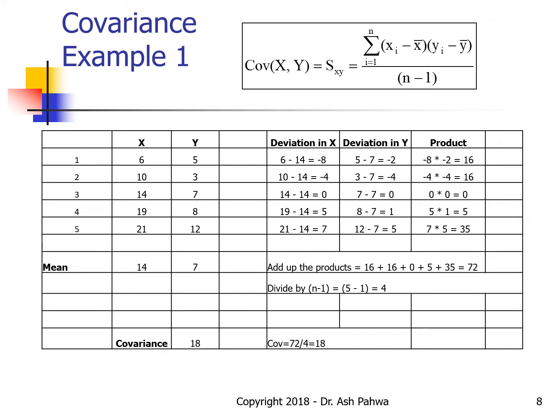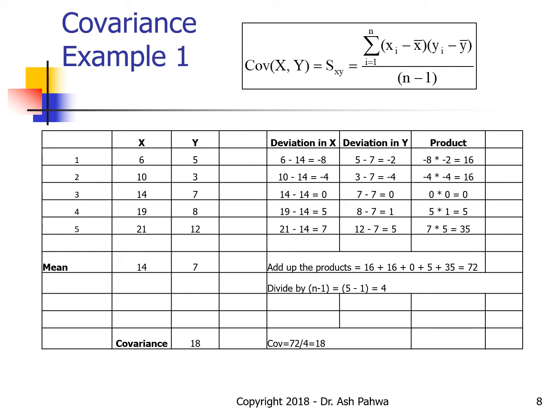Next, we are going to compute the deviation of all the x values from the mean. So let us take the first one. The first x value is 6 and the mean is 14. So if we compute the deviation, it comes out to be minus 8. Next, we will compute the deviation in the y values. Since the y value is 5 and the mean is 7, this comes out to be minus 2. Finally, we will multiply the deviation in x with the deviation in y. So multiplying minus 8 with minus 2, we basically get plus 16.